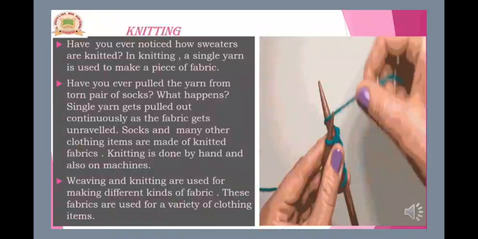Knitting is done by hand and also by machines. Machines are used to carry out the process of making fabrics in the industries. Weaving and knitting are used for making different kinds of fabric. These fabrics are used for a variety of clothing items which are made in the industries.